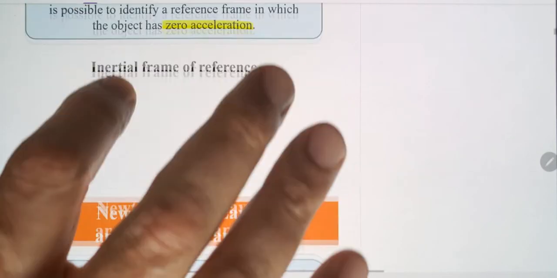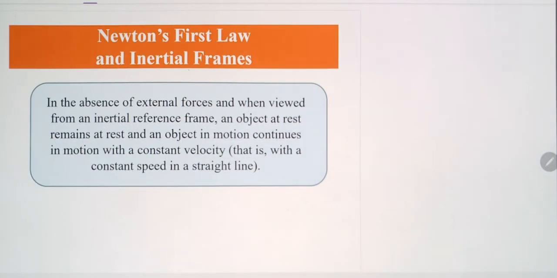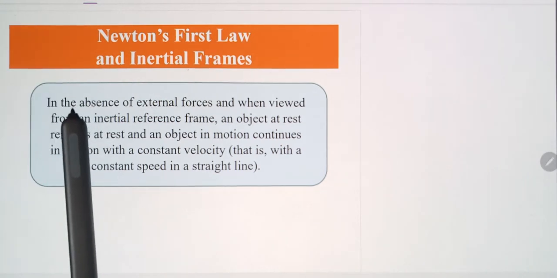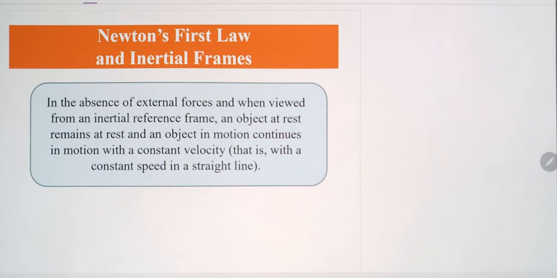Okay, let's continue. Once we understand a frame of reference, inertial frame of reference, now we start talking about the laws of Newton. Okay, the first law. In the absence of external forces, and when viewed from an inertial frame of reference, meaning acceleration is equal to 0, an object at rest remains at rest, and an object in motion continues in motion with a constant velocity. This is the first law.